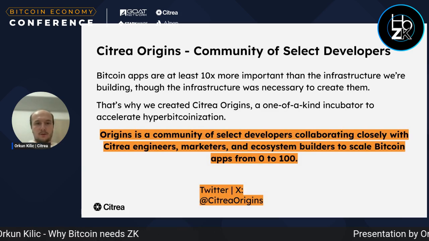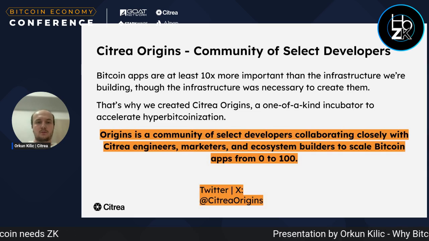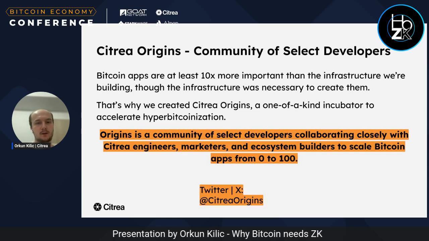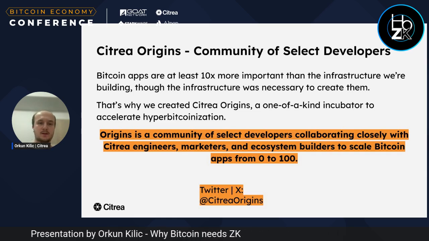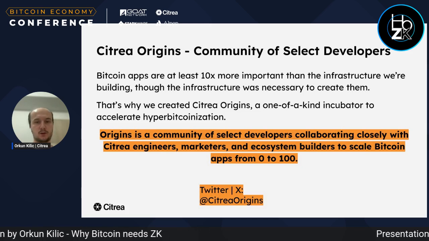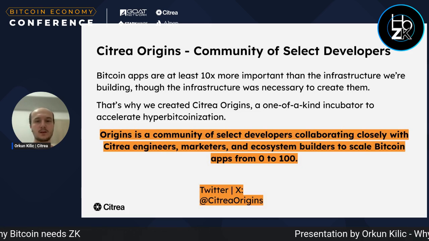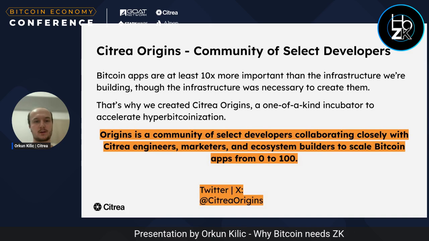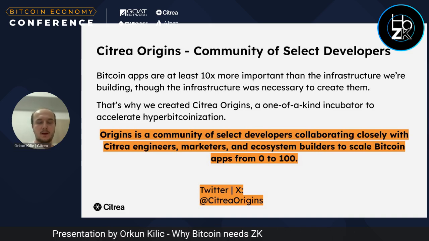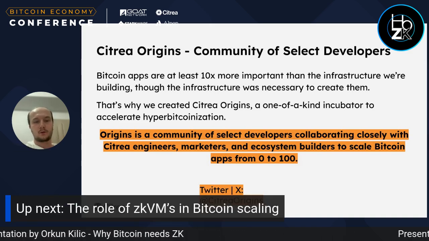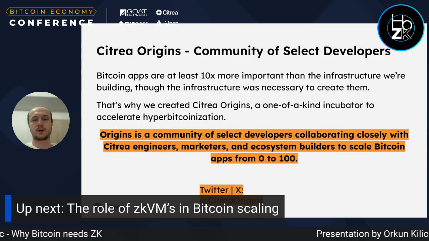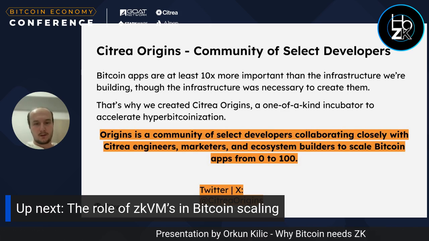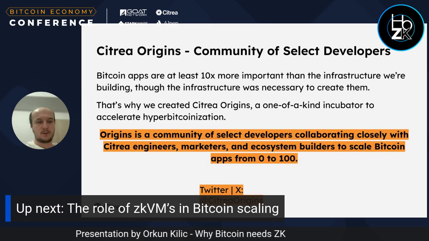And to do all of these, basically, we launched Citrea Origins. It's a community of select developers who are building Bitcoin applications. I personally think that Bitcoin applications are 10 times more important than Citrea itself. It's more important than the infrastructure. It is more important than BitVM, more important than ZK proofs, because they're eventually the end goal, how Bitcoin should look like, and we are just trying to provide the best infrastructure to make them possible. That's why we created this incubation program to accelerate hyper-Bitcoinization.